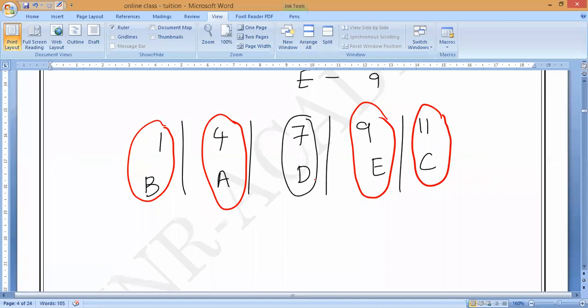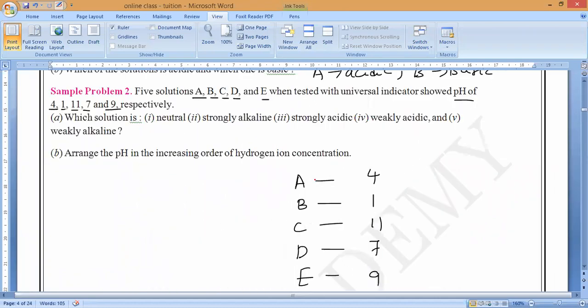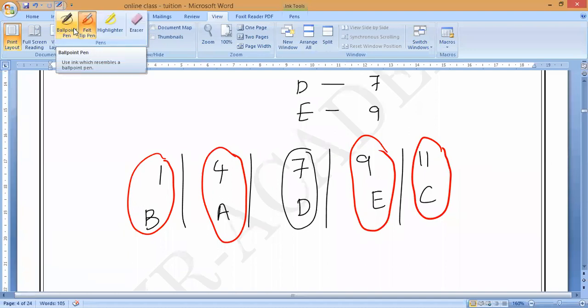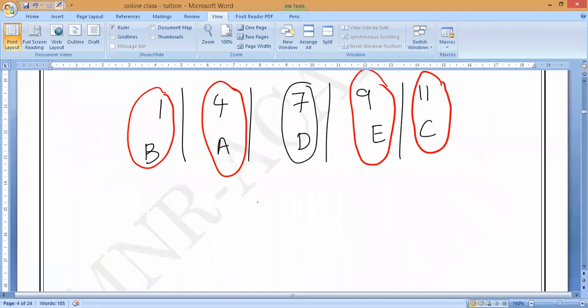I am asking increasing order of H plus ions. So what will come? 1, 4, 7, 9, 11, sir. What is this? What is basic to that? Acidic, sir. We have to make more hydrogen ions.